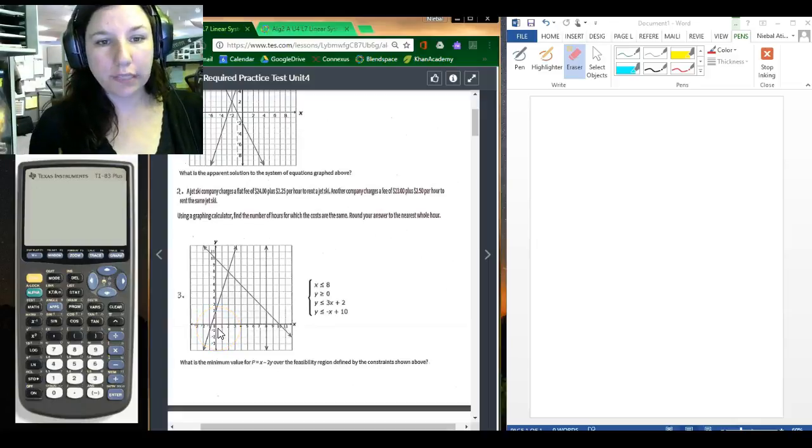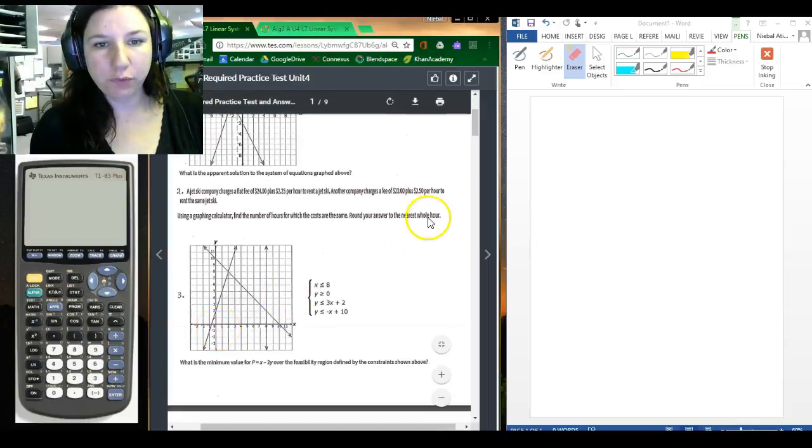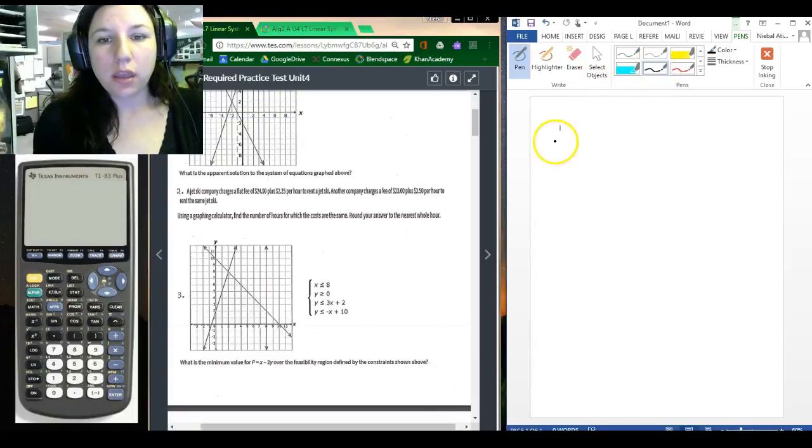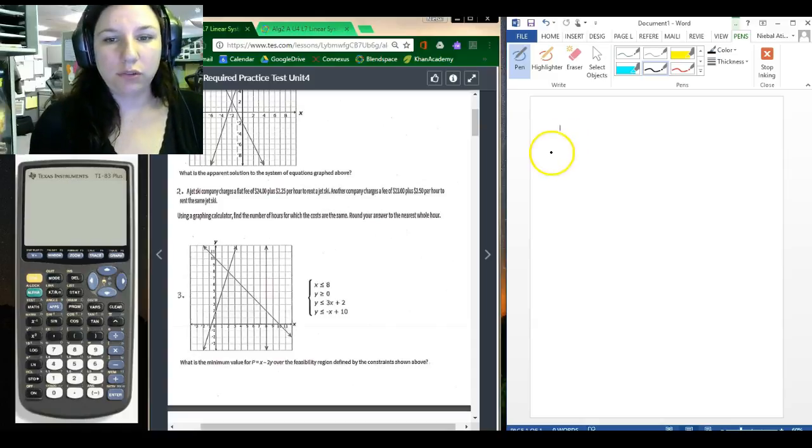Number 2, a jet ski company charges a flat fee of $24 plus $2.25 per hour to rent their jet skis. Another company charges a fee of $23 plus $2.50 per hour to rent the same jet ski. Using a graphing calculator, find the number of hours for which the costs are the same. Round your answer to the nearest whole hour.